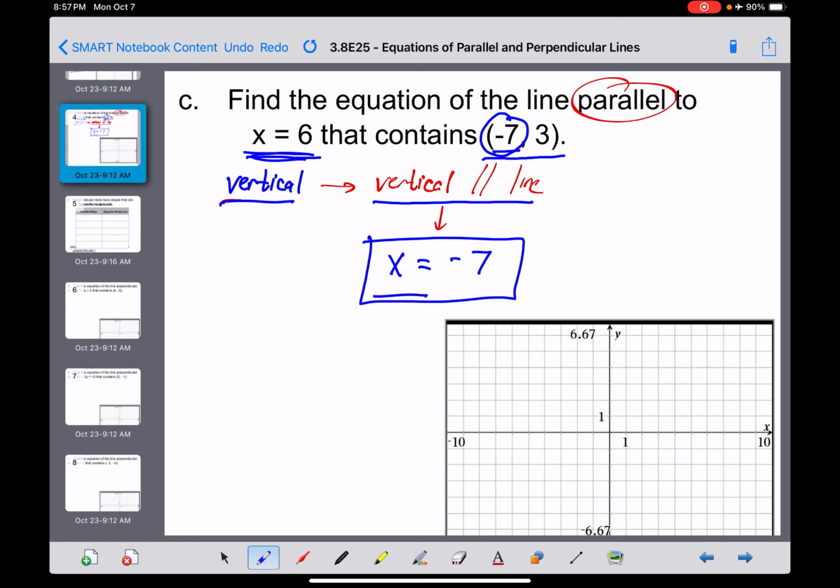Okay, this is a great spot for me to stop this video right here, and then I'm going to pick up a second video with the second half of this section of notes. So all of that was on parallel lines. The next video is going to get into perpendicular lines. We'll be right back.